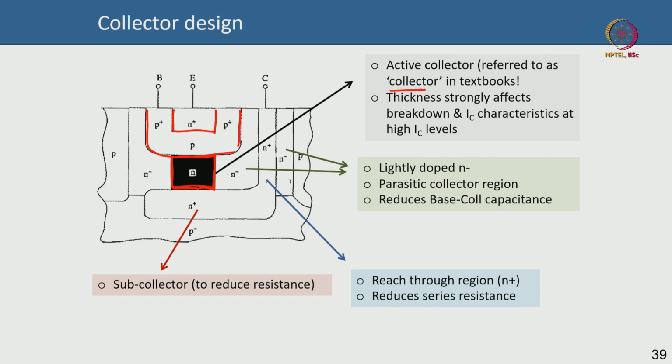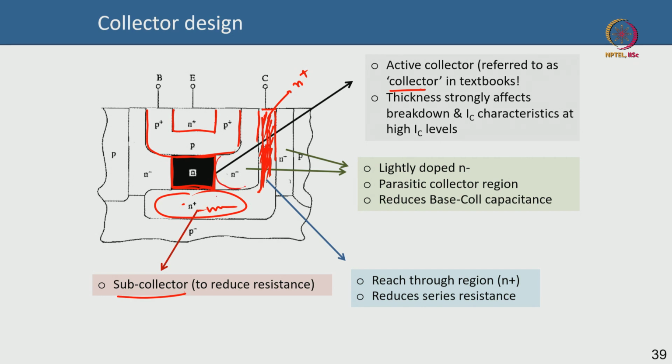To make a good contact, you need a highly doped n-type region. That is why this is your highly doped n-type region. Can you see that? N plus. It's called the sinker region, or the reach through region. This is a highly doped n plus region, so the collector can make a good contact with lower excess resistance. The other part is also a highly doped region, and this is a subcollector because it reduces the resistance. So this is a subcollector that comes here.